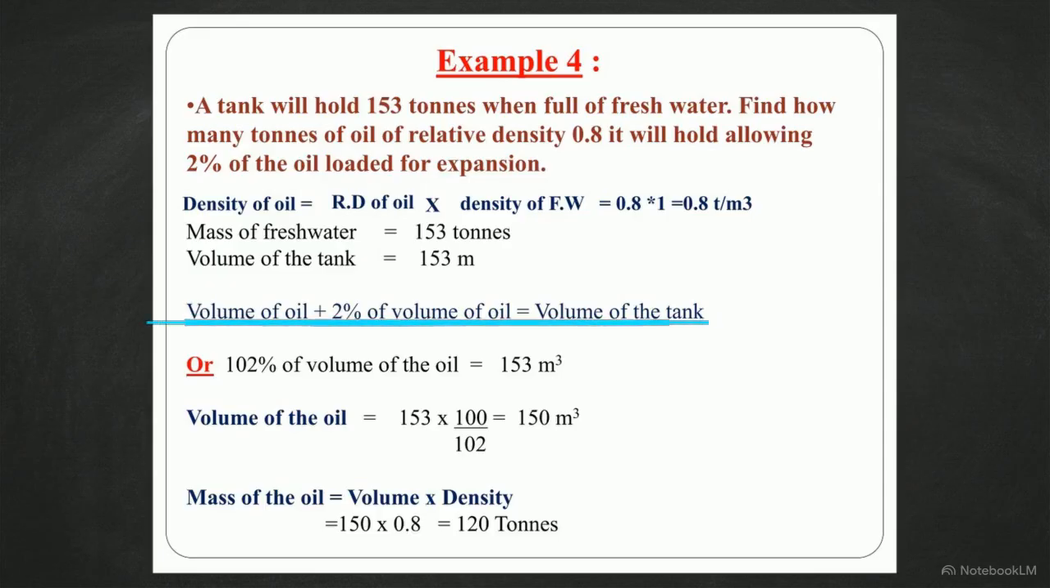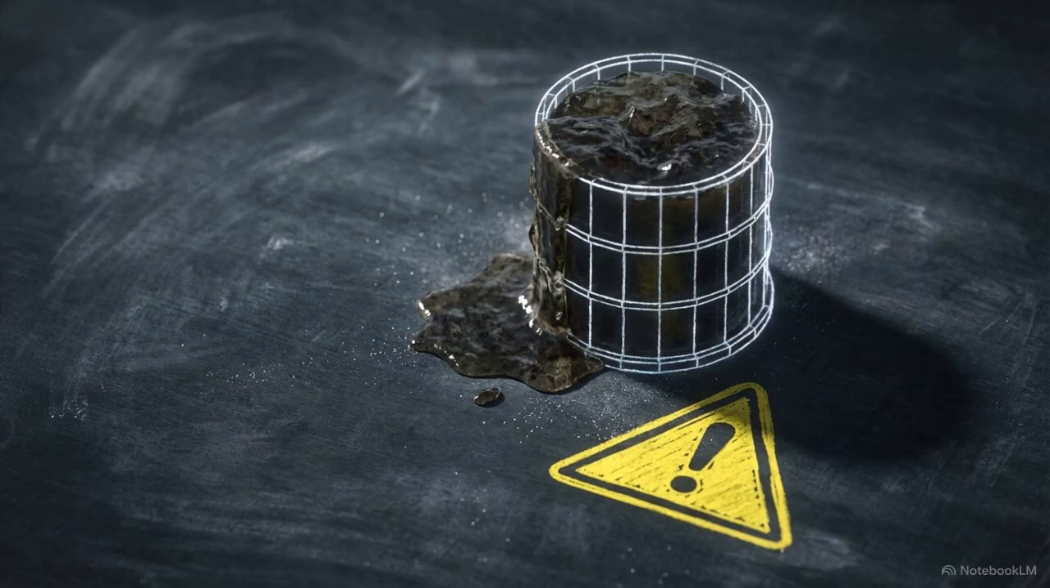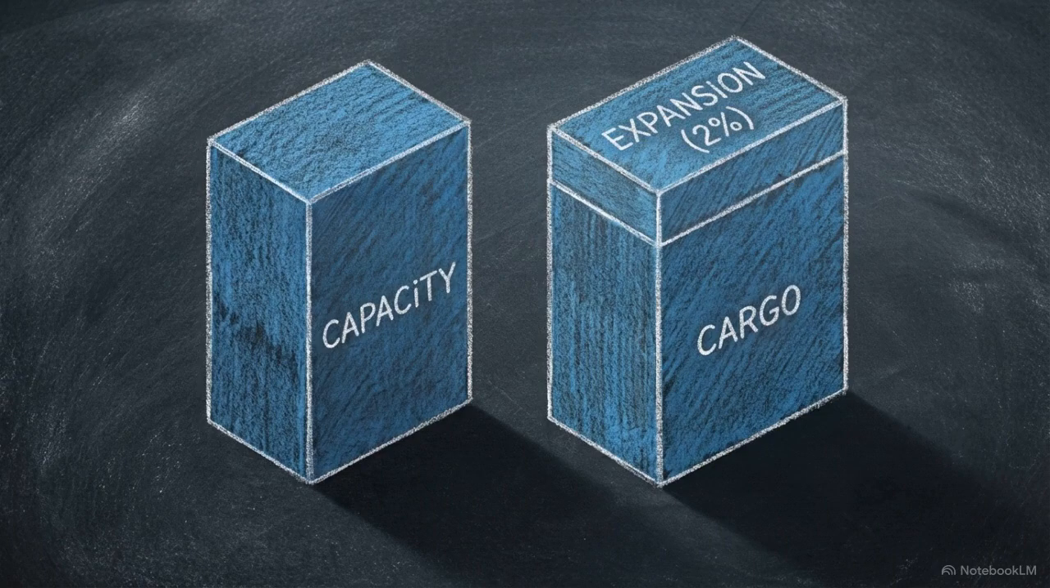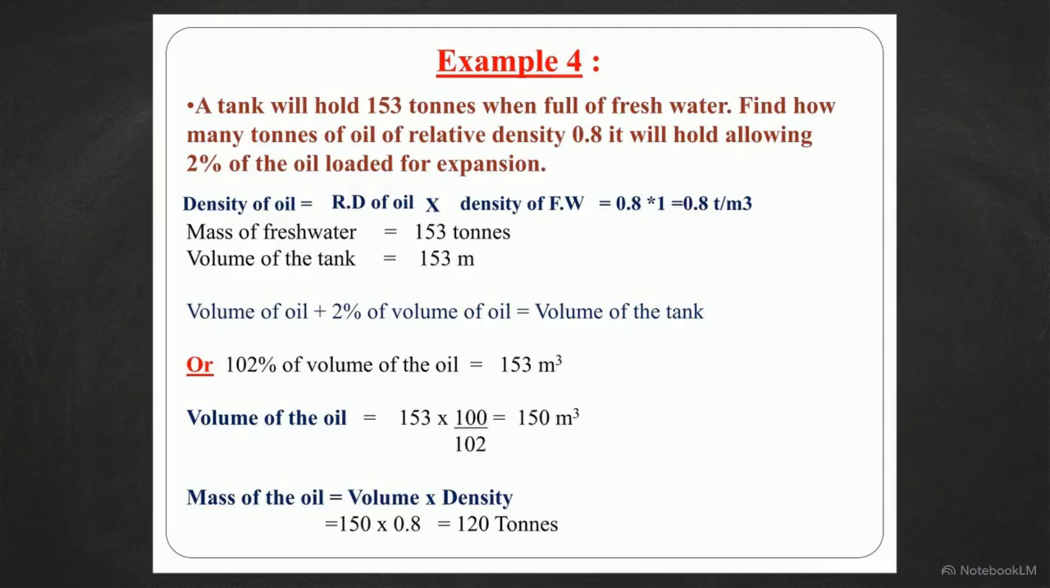Here, we have a tank with a known maximum capacity of exactly 153 cubic meters. The rule requires a 2% allowance for expansion. You cannot simply load 153 cubic meters of oil and subtract 2%. The total available tank space must equal the oil's volume plus 2% of that specific, currently unknown oil volume. Algebra resolves the trap. The 153 cubic meter tank actually represents 102% of the safe loadable oil capacity. Dividing 153 by 1.02 reveals that the safe volume to load is exactly 150 cubic meters.